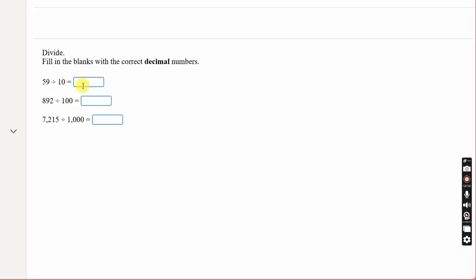Okay, now here, 59 divided by 10. Remember, you always move the decimal point inside. So you'll always move the decimal point, 1 place, 5.9. The next one, 8.892 divided by 100. So 1, 2, 8.92.